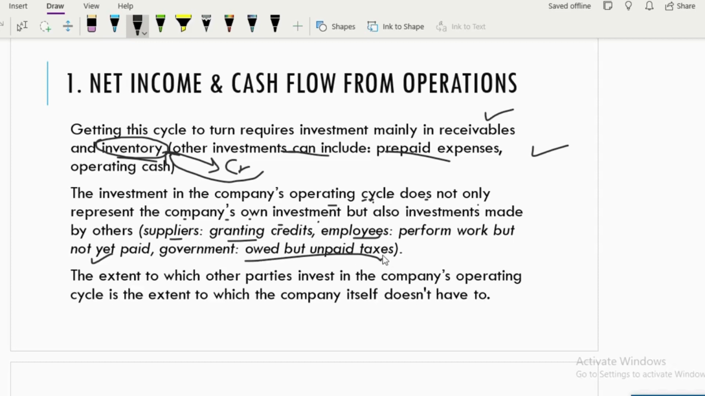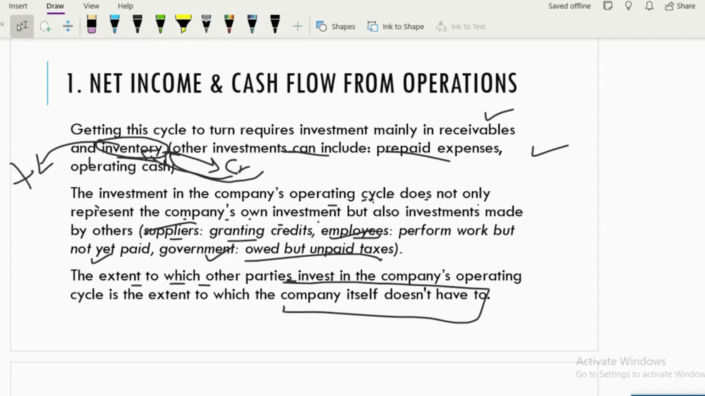Government is also giving you that deferred tax stuff. You don't pay immediately, you pay what your tax file says. So all these people, suppliers, customers, employees and the government, are also facilitating in making your operating cycle effective. So when the other parties invest in your operating cycle, that is a relief for the company, which does not have to invest, because if the company purchases the inventory by itself, company's money will be blocked. But if the creditor gives you the time, then you don't need to block your money in this inventory. So other people's investments make your life easy to operate this cycle properly.